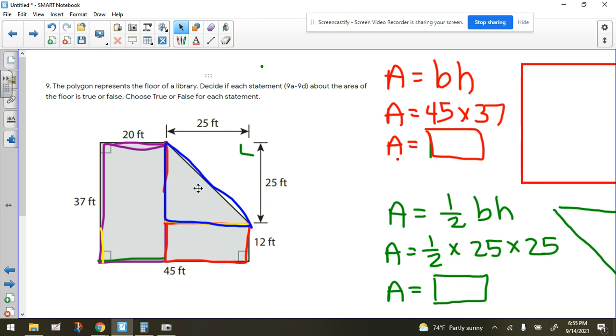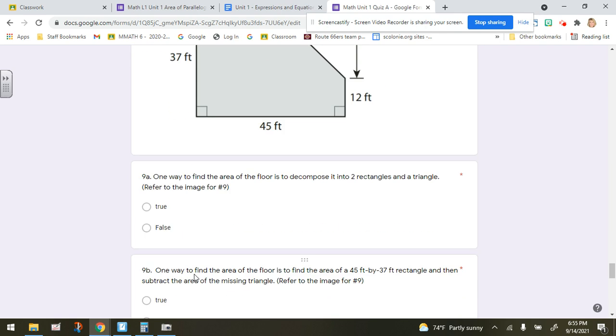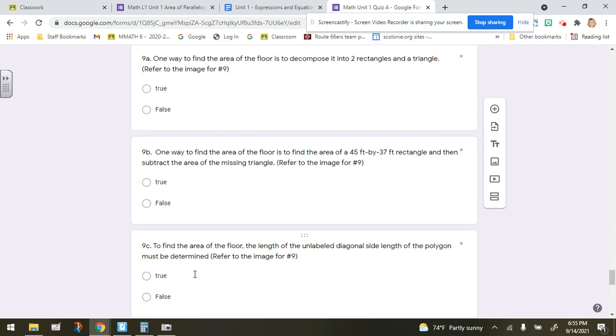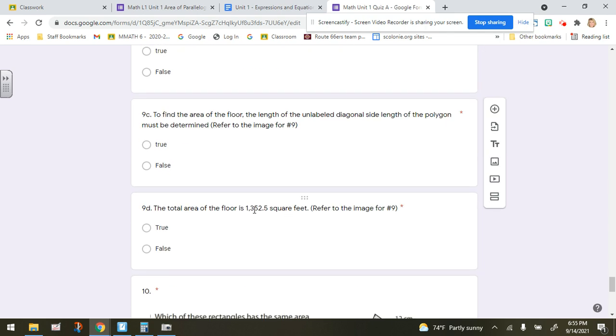That's very complicated. But if we look at the answer choices there, let's look at some of the choices that are present. It does say, one way to find the area of the floor is to find the area of the 45 by 37 foot rectangle and then subtract the area of the missing triangle. And then they talk about to find the area of the floor, the length of the unlabeled diagonal side length of the polygon must be determined. Ask yourself if that's true or false.